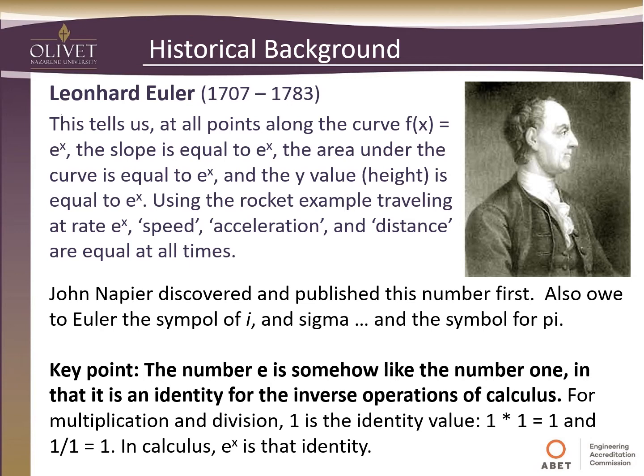One key point here to keep in mind that I think is kind of interesting is that the number e, or Euler's number, is somehow like the number 1, the identity number, in inverse operations for calculus. So, for multiplication and division, 1 is the identity value. 1 times 1 is 1, and 1 divided by 1 is 1. In calculus, e to the x kind of has this distinction of the way it works when we start taking derivatives and integrals.